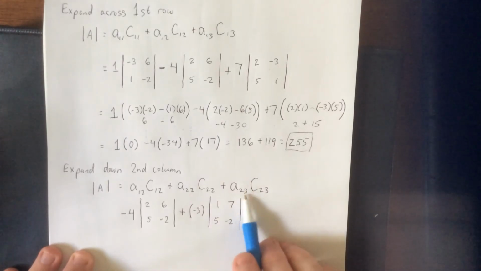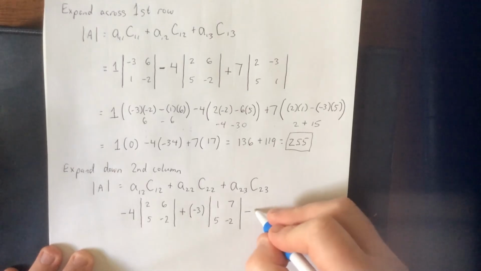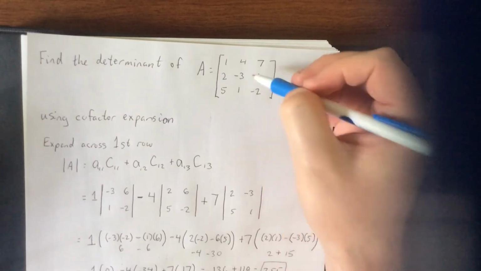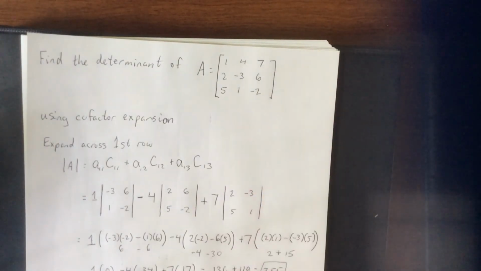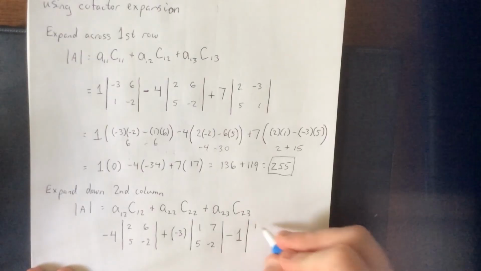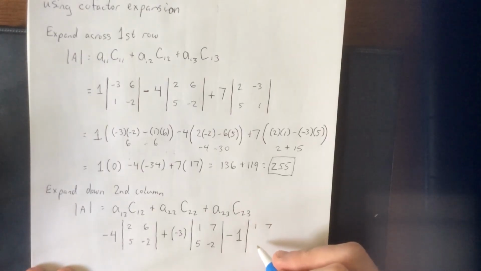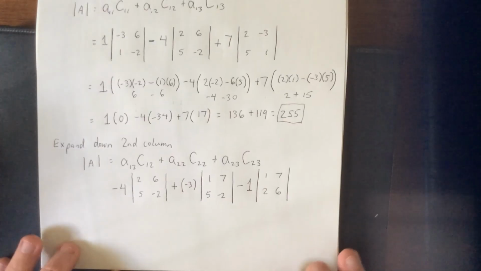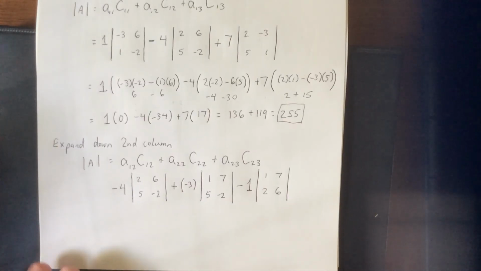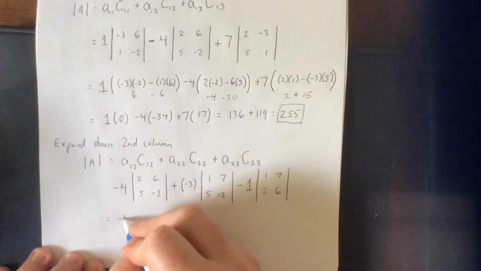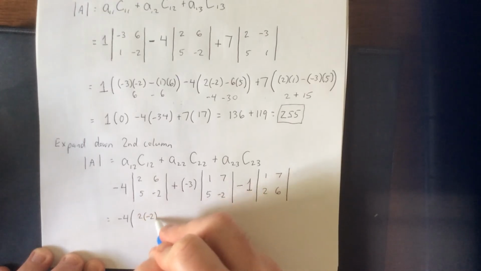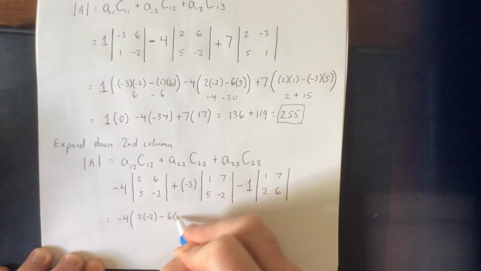Then for the 2, 3 entry, we see that odd index, so this will be minus. The entry is 1. And associated with that 1, we'll be getting rid of the second column and third row and evaluating that minor. So that'll be 1, 7, 2, 6. Cool. As I continue to expand this, I'd like to demonstrate that we're actually going to see exactly the same things multiplied together here. So negative 4 times 2 times negative 2 minus 6 times 5.